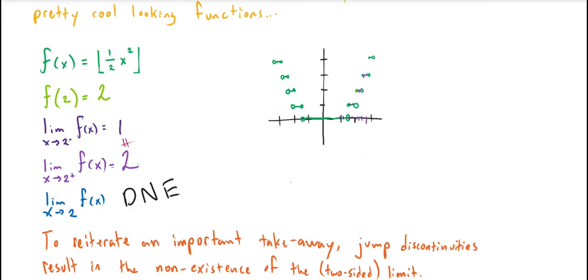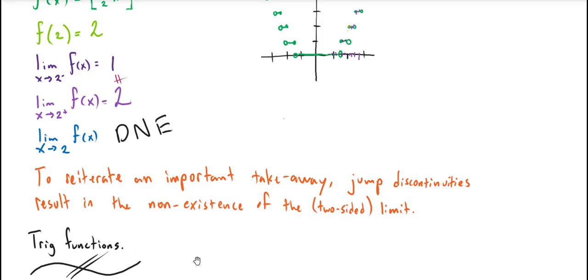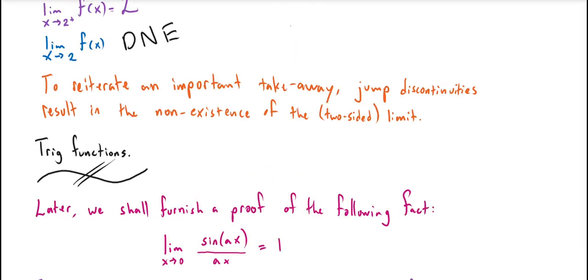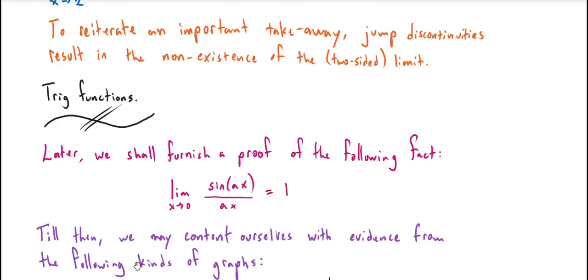To reiterate an important takeaway from the previous video, we noticed that jump discontinuities generally result in the non-existence of the two-sided limit. Now let's move on to talking about trig functions, or better yet, some fun compositions of trig functions with the elementary functions. Later on in the course, I'm going to give you a proof of the following fact, that the limit as x approaches 0 of sine of ax divided by ax is equal to 1. But until that time, we'll take this as a fact and look at the evidence for it.